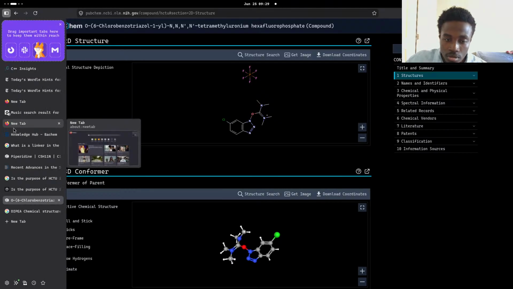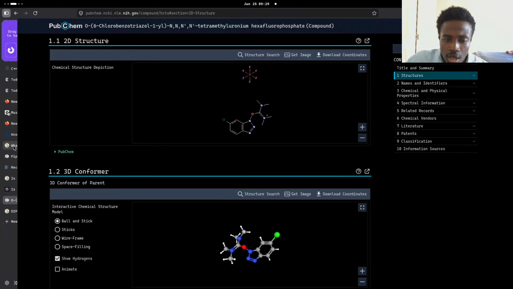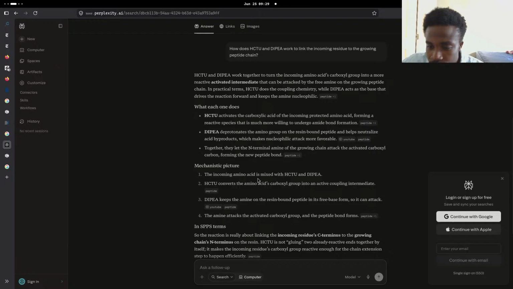Alright, cool. Let's go back to the explanation. HCTU and DIPEA working together to turn the incoming amino acid. HCTU activates the carboxylic acid of the incoming protected amino acid, forming a reactive species. Okay, cool. DIPEA deprotonates the amino group. I see. It deprotonates the amino group.